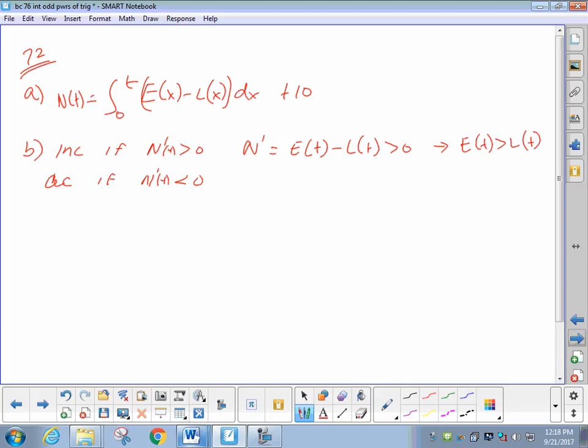Vice versa, otherwise decreasing if enter is less than leave. So you really need to gather the evidence. What is enter at time 4 and leave at time 4, either separately or together, and make the conclusion. E at time 4 was 2.6. L at time 4 was 1.385. So because L at 4 is greater than E at 4, in other words, people are leaving at a faster rate than entering, then we conclude decreasing.